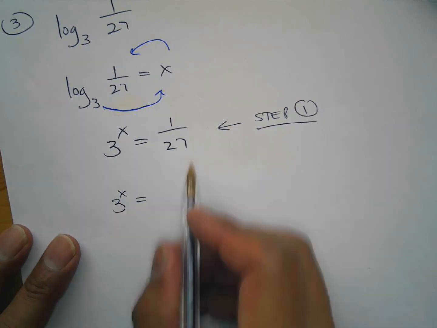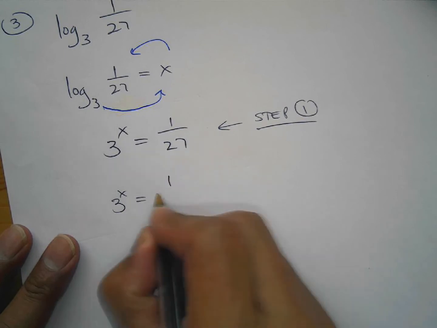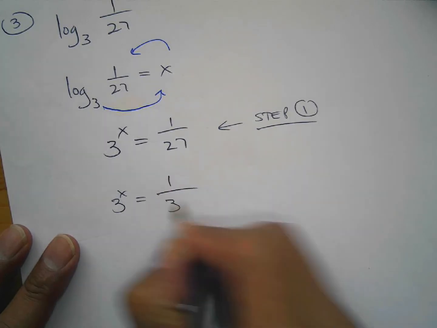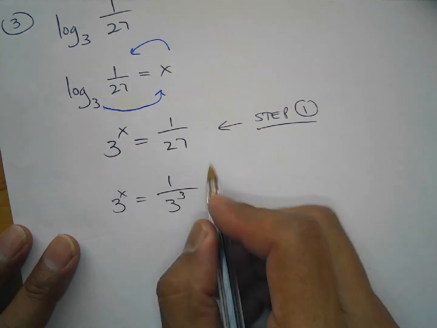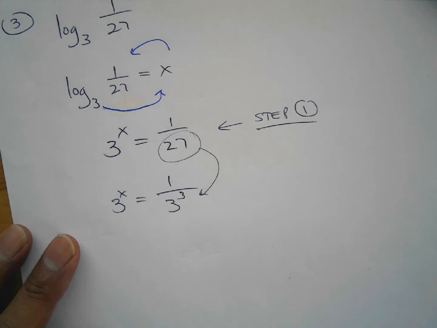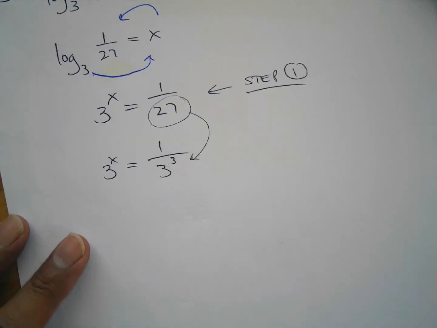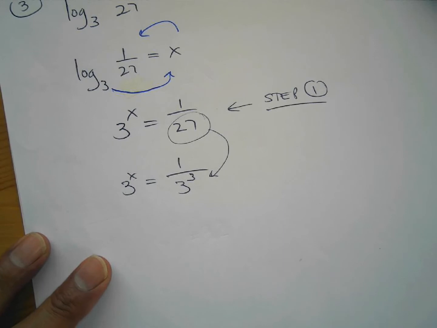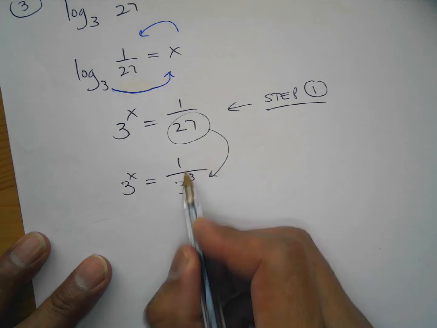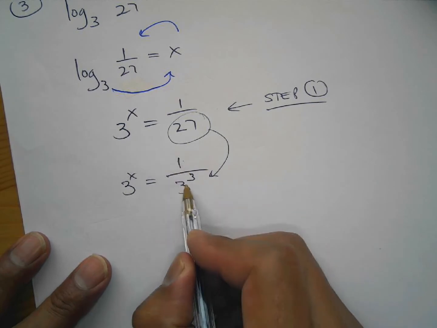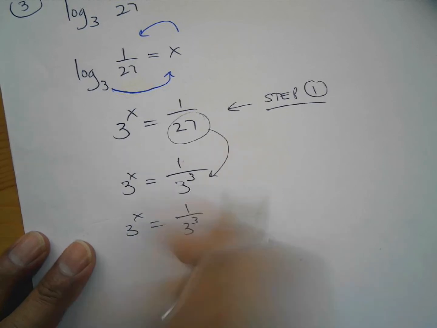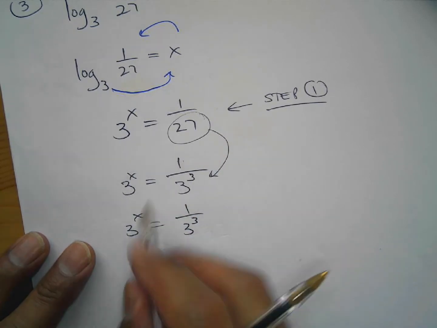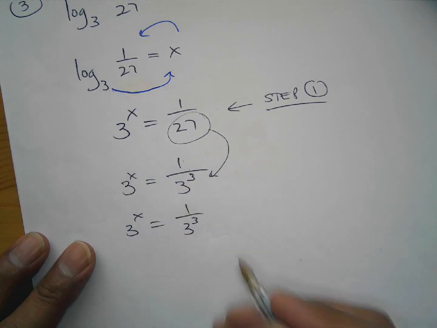Here I got a 3. I'm going to leave it there. Can I write 27 with a base of 3? Sure. 27 is 3 to the power of what? 3. 27 is the same as 3 to the power of 3. But remember, in the previous assignment, we don't want it like this with a 1 over it, so we move it up. So that's something new. We want to move this up because I only want a base and an exponent. I don't want a fraction like this.